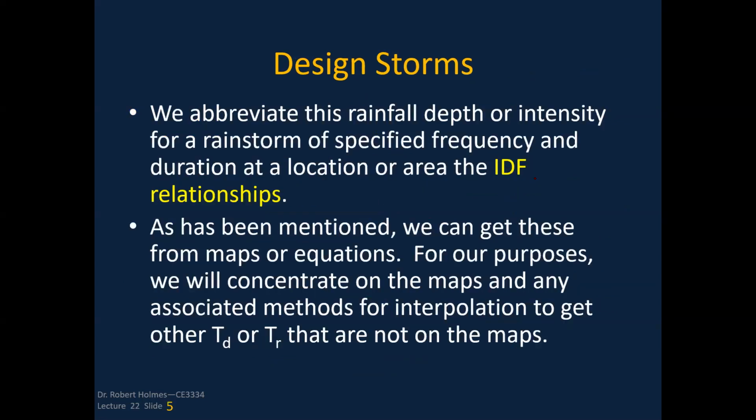All right, so we call these the IDF relationships. That's what I was telling you earlier. You can get these from maps or equations, and there's a number of ways to do it. At this time, we have advanced through a number of different publications in the 40s, 50s, 60s, 70s, 80s. Atlas 14 is a very nice web application that allows us to do everything but the Pacific Northwest to get these IDF relationships. And so this is an example.